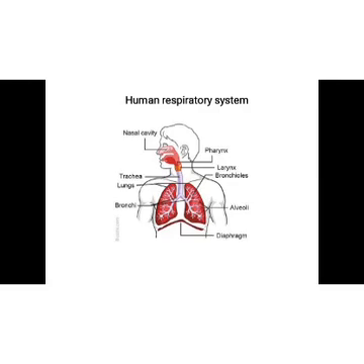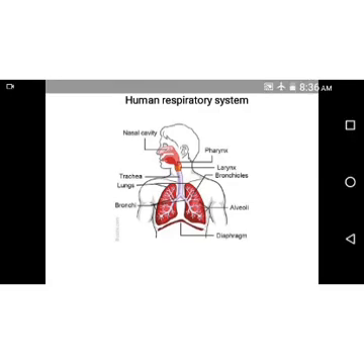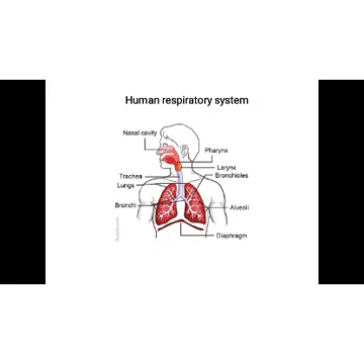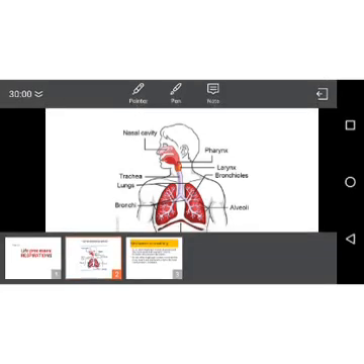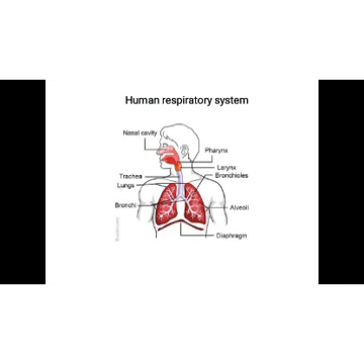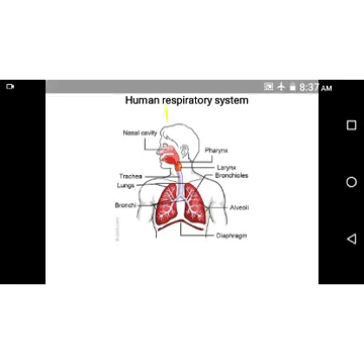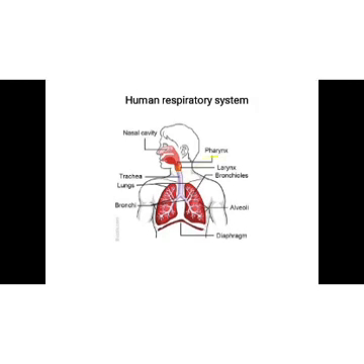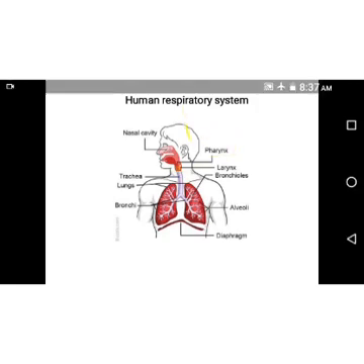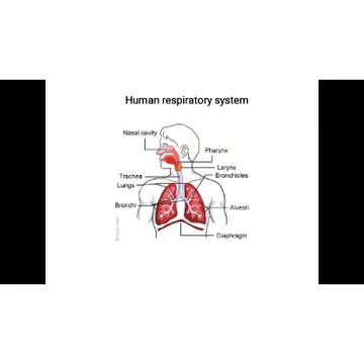The human respiratory system consists of various parts. Nostrils are the openings of the nose. Then the next is the nasal cavity. And then it leads to the pharynx, which is the common region for both the respiratory system and the digestive system. Then it leads to a part known as the larynx.